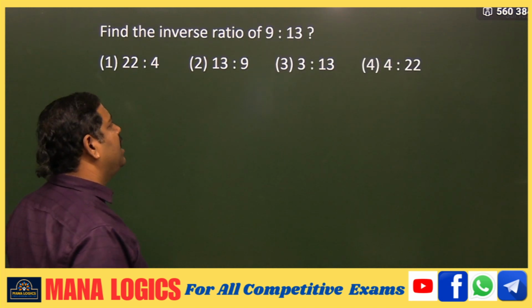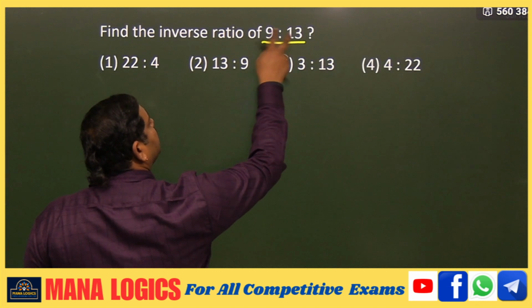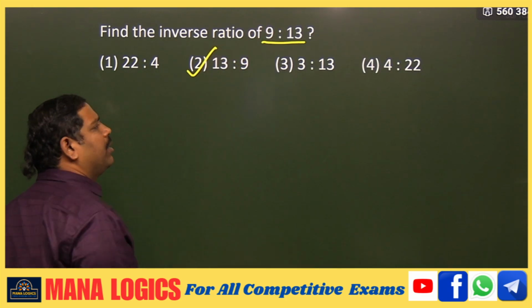Find the inverse ratio of 9 is to 13. If you have only 2 terms, just you can directly reverse, right? It is 13 is to 9.